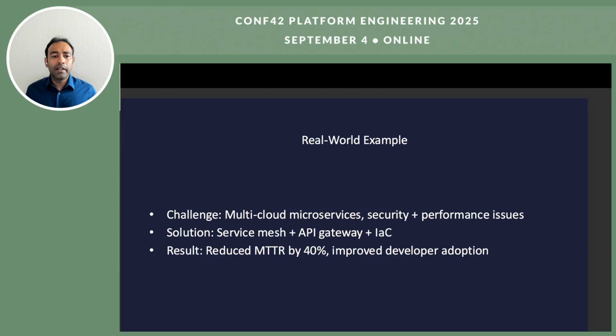Let's jump into the real world examples. To make this concrete, let me share a real world scenario. One organization was running multi-cloud microservices. They were struggling with both performance and security. They decided to adopt a service mesh for secure service-to-service communication, an API gateway for external access, and infrastructure as code for consistency. The result? They reduced mean time to recovery by 40%, and perhaps more importantly, developer adoption of the platform increased dramatically. So that's the power of platform engineering when applied effectively.